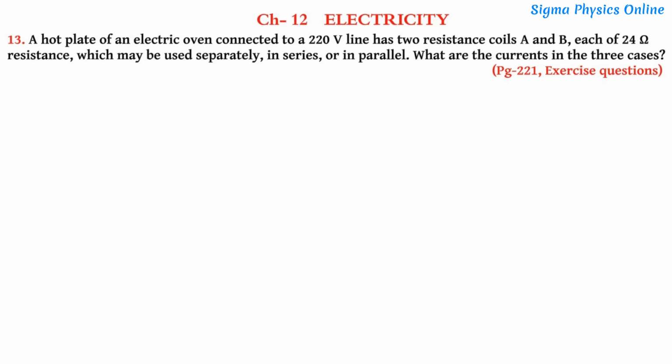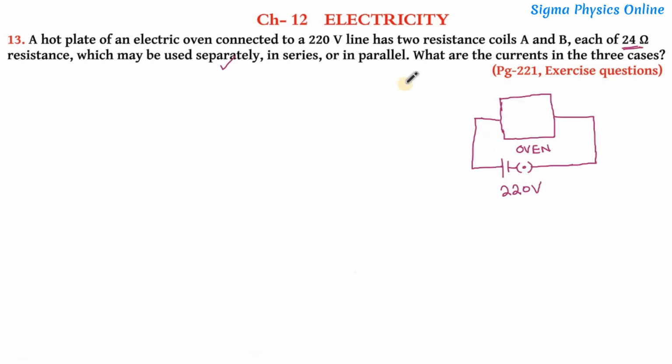Alright, let's understand this question first through a circuit diagram. So now these resistance coils can be connected in three different ways. Either we can connect them separately, that is either one of them can be connected separately, or both of them can be connected in series. This is 24, this is 24, or else we can connect both of them in parallel. So this is the way in which they can be connected inside the oven.